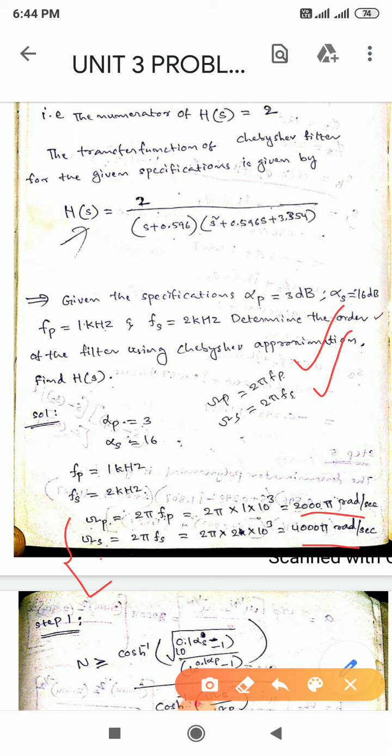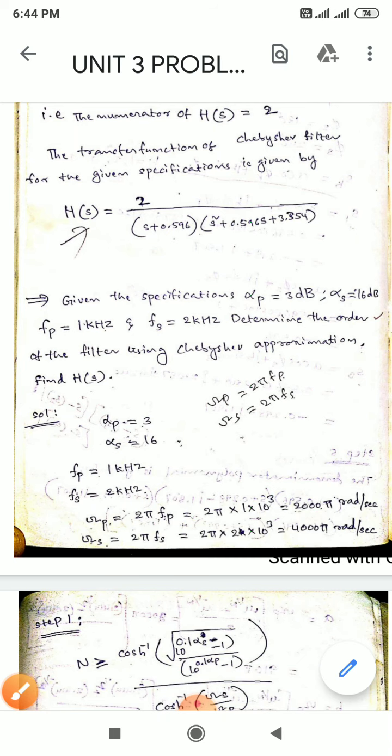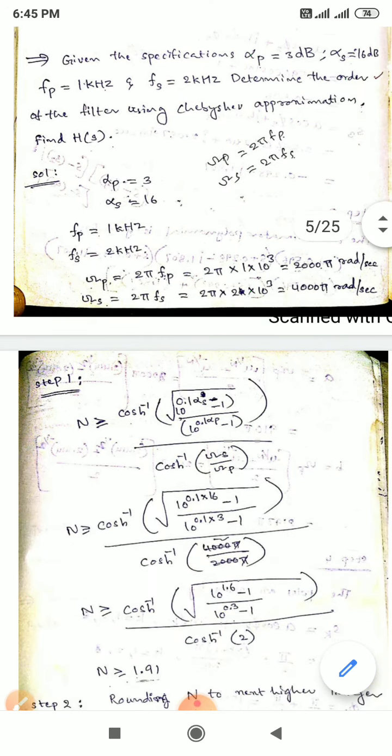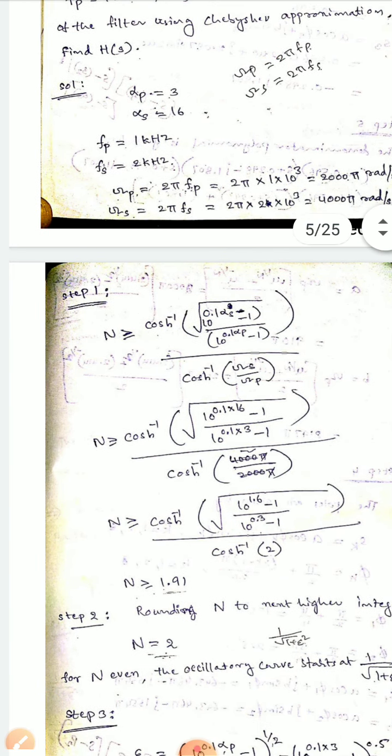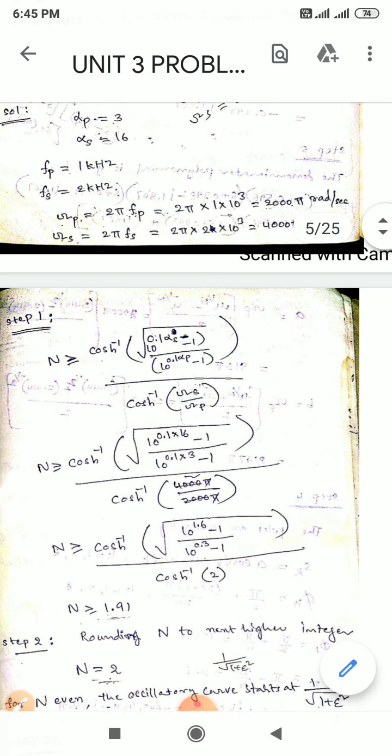The next step is the first step, in which we are determining the order of the filter. How to calculate the order of the filter? N is greater than or equal to cosh inverse of... Here the pass band frequency is given. From the given specifications, we are writing the order of the filter.